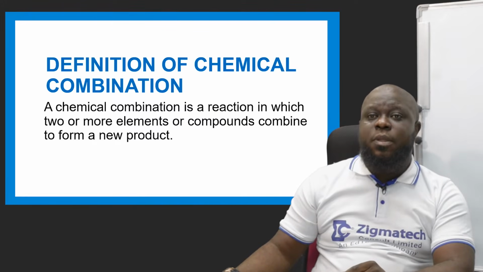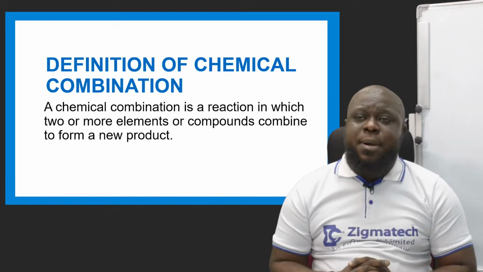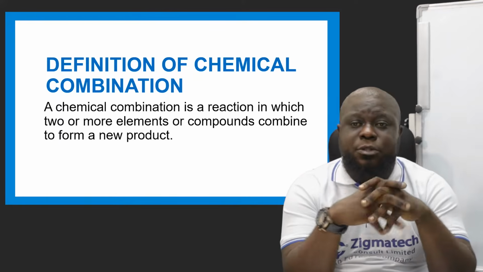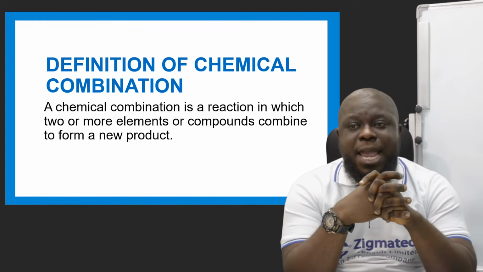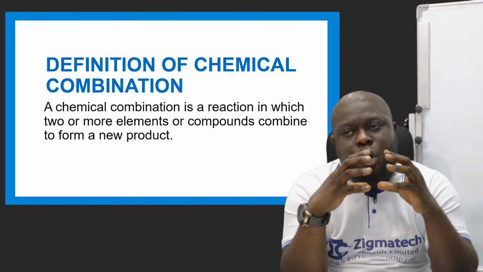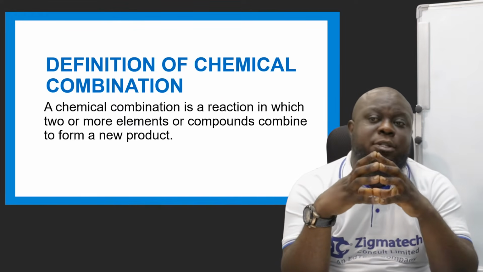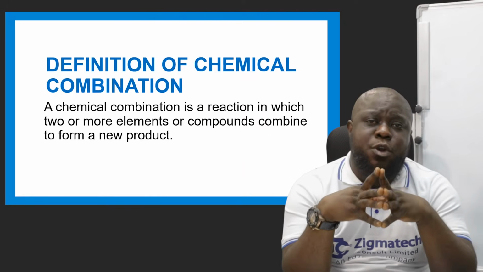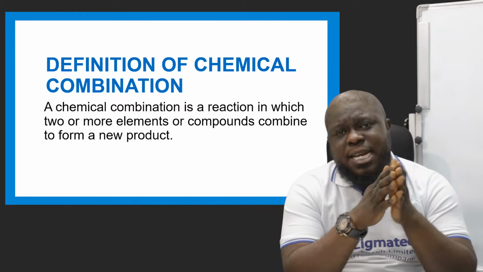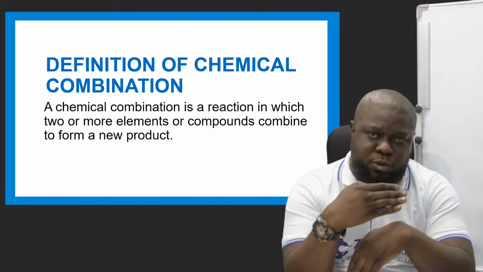Now, what is chemical combination? A chemical combination is the reaction in which two or more elements or compounds combine to form a new product. I told you that when they come together, when they combine, they must pass through a reaction.